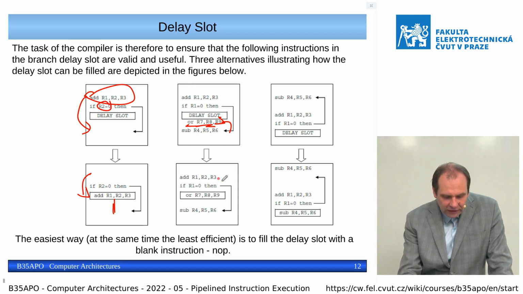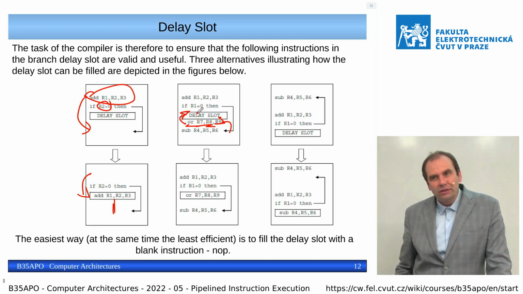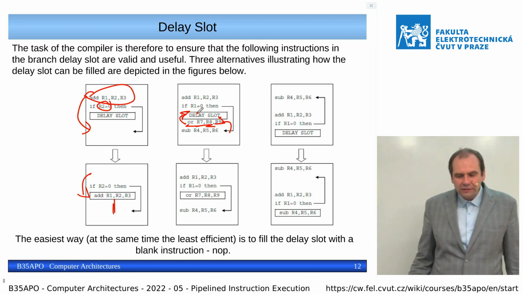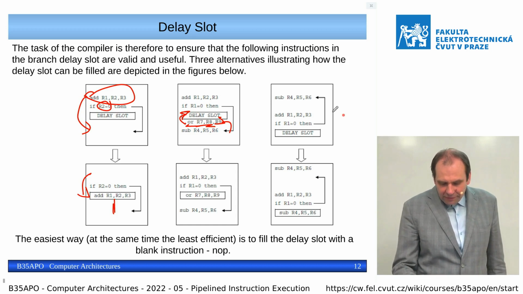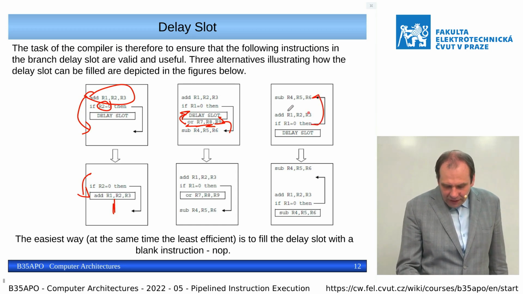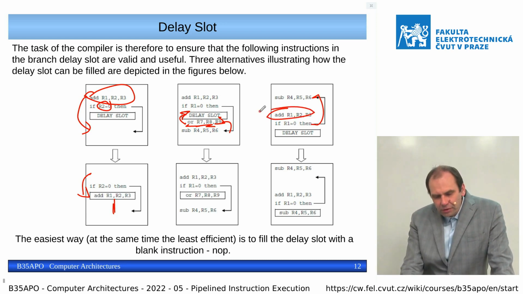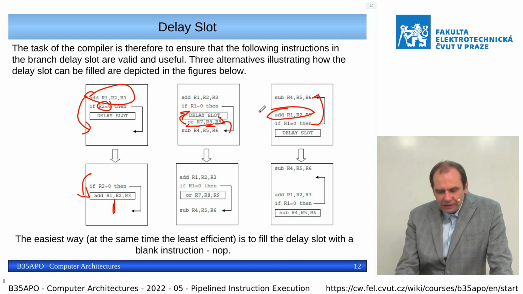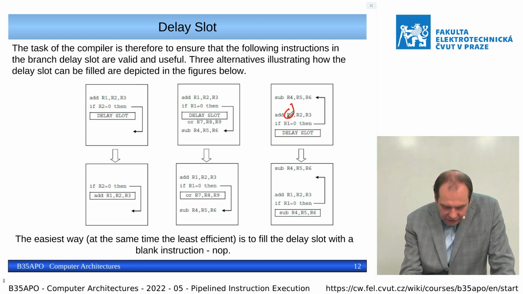So in such case, we can move the instruction from the if-then branch to the delay slot and let it execute even if its result is not used. Same here when we have some loop, and we typically have some operation which adds to the pointers or something like that, we can put it into the delay slot.